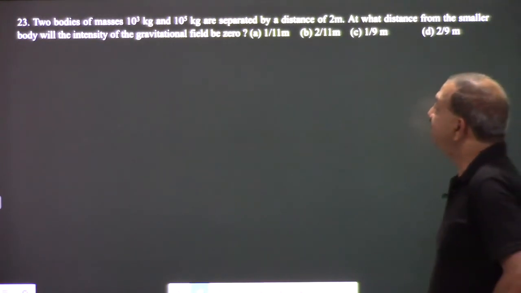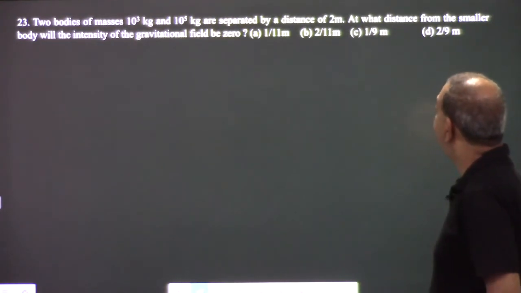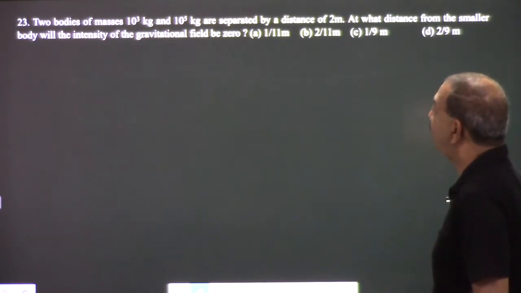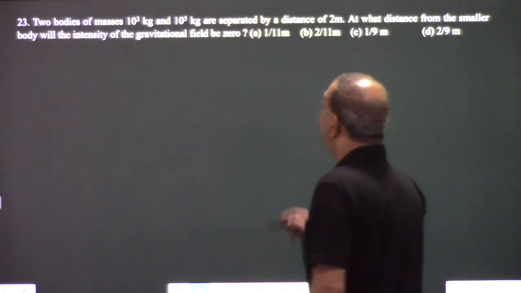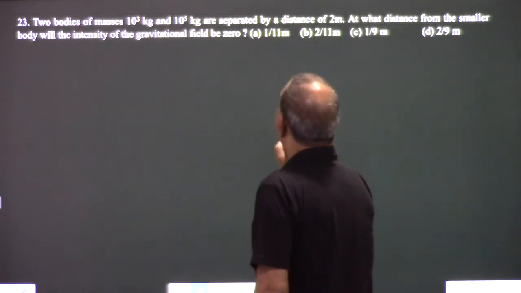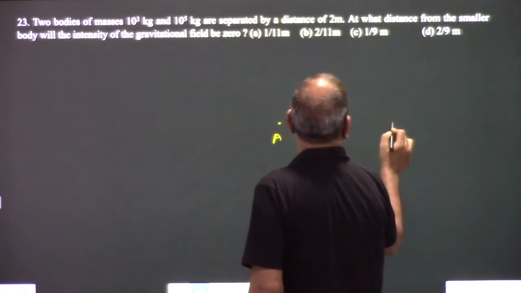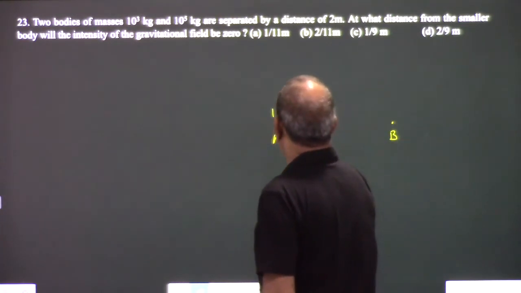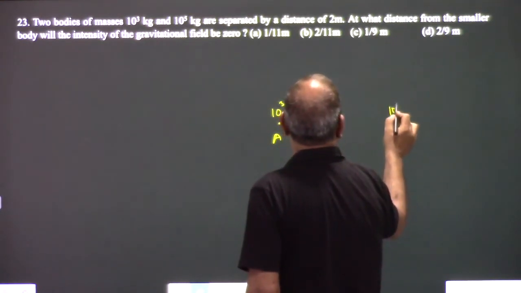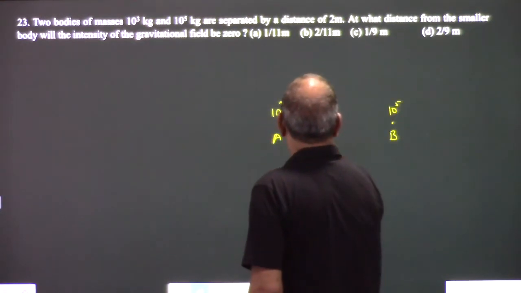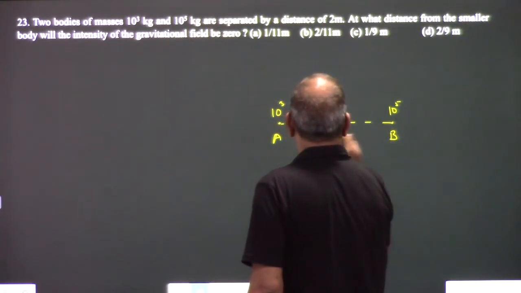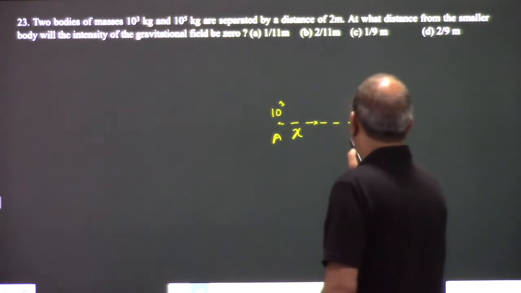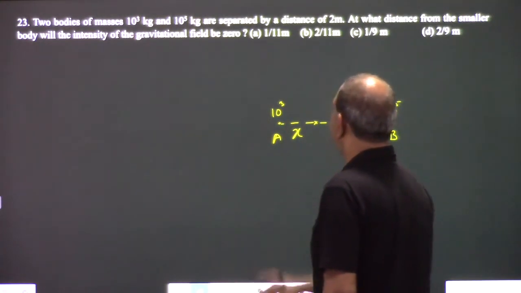Two bodies of mass 10 to the power 3 kg and 10 to the power 5 kg are separated by a distance of 2 meters. At what distance from the smaller body will the intensity of the gravitational field be 0? These are the two bodies A and B. This is mass 10 to the power 3, this is mass 10 to the power 5. Let's say this is the point where the intensity of the gravitational field is 0, at distance x. So the remaining distance is 2 minus x.